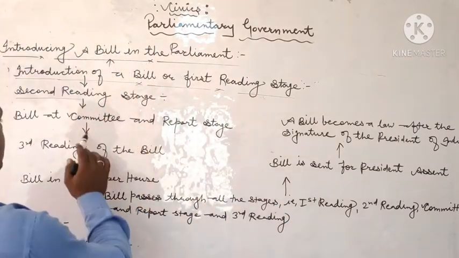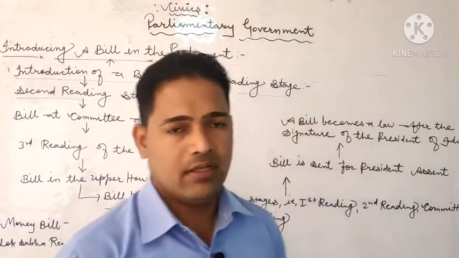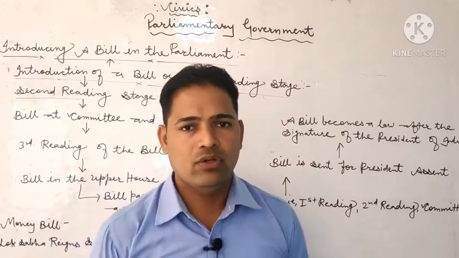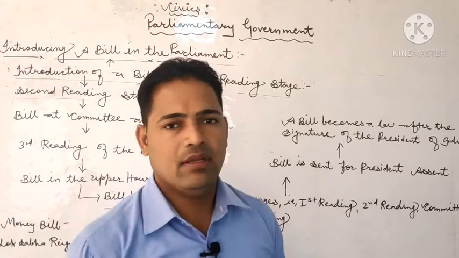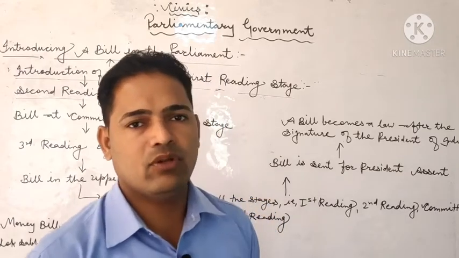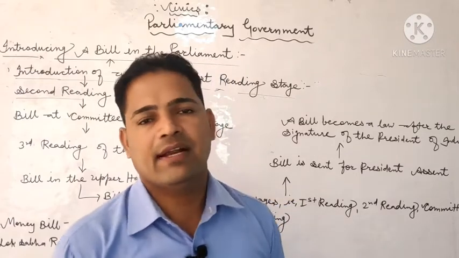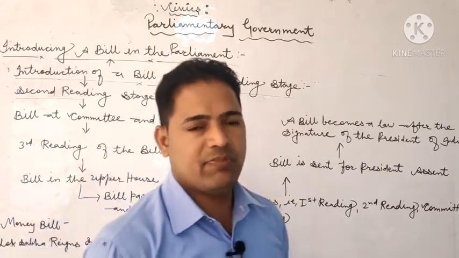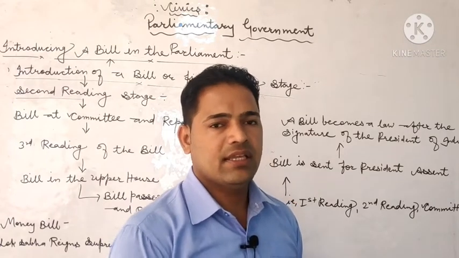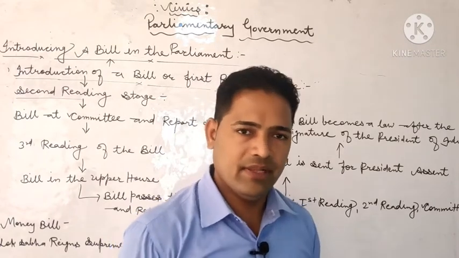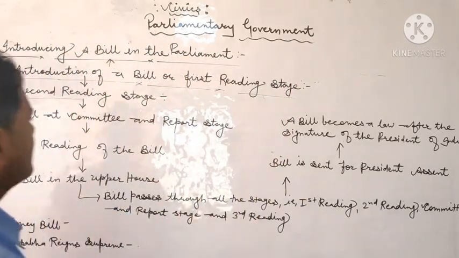Then after the second stage, they can refer the bill to a particular committee, or a joint committee, and then the bill can be sent for the opinion of the people also, to see what different opinions people have, especially related to the bill. If any kind of urgency or emergency is there, then they may pass the bill fast also, but it depends on the conditions and situations.